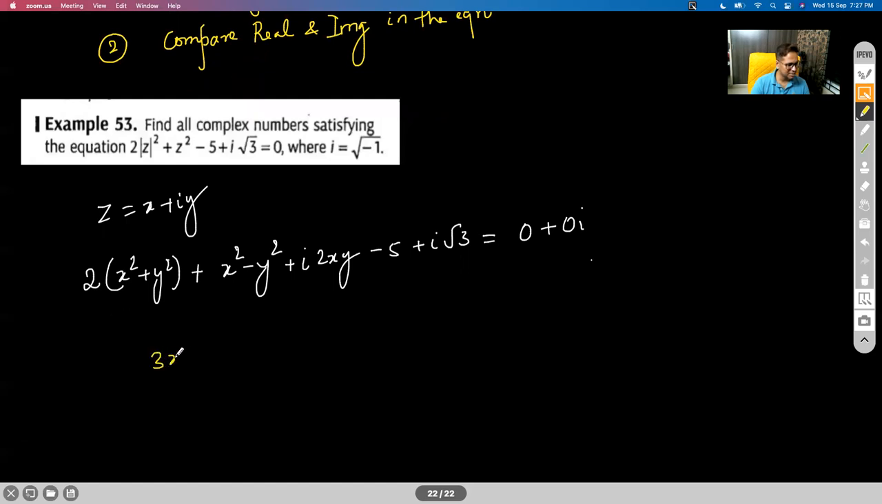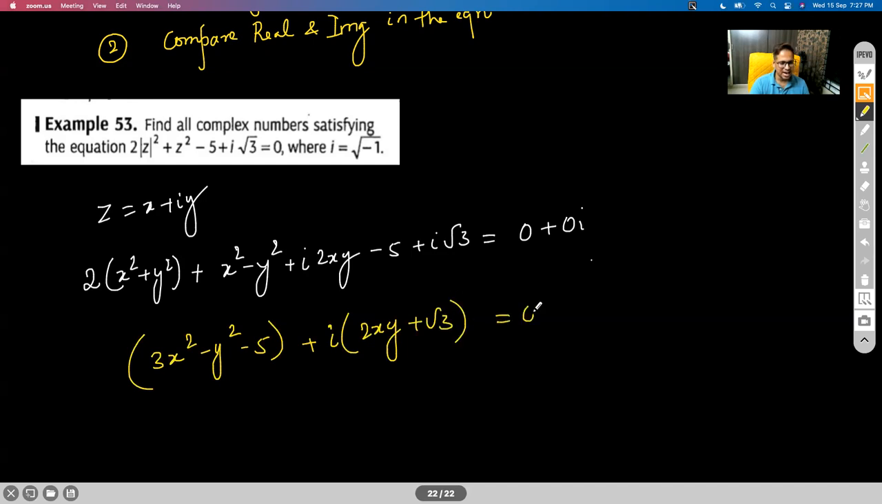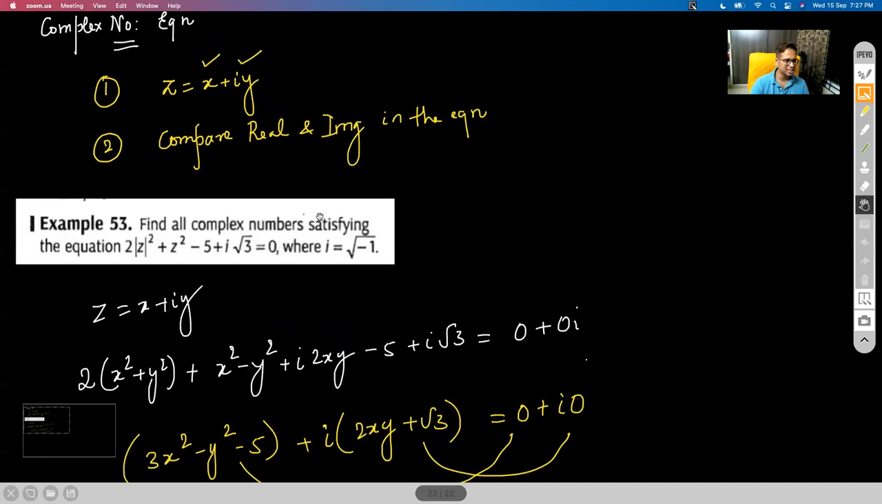Take all the real parts together, okay, this is your real part. Take your imaginary parts together. I think the imaginary part will only have this. And compare it with 0 plus i0. So compare the real with real, imaginary with imaginary. So this is your second step.